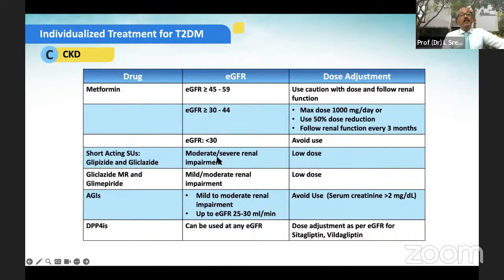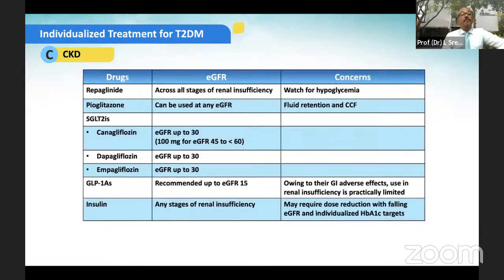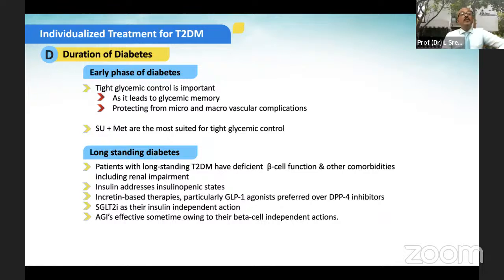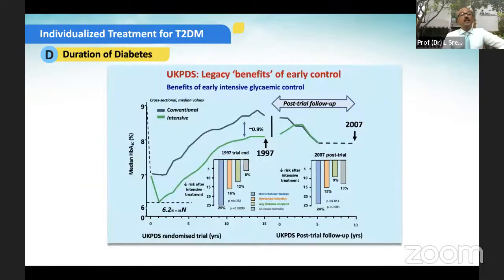Similarly, short-acting sulfonylureas, gliclazide, glipizide, in moderate or severe renal impairment, you can use a low dose. Gliclazide, glimepiride, in mild to moderate renal impairment, again low dose. And AGIs can be used up to 25 to 30. DPP-4s like linagliptin can be used at whatever the stage. Duration: early on, sulfonylurea and metformin are the most suited for tight glycemic control, especially when the sugars are high. Long-standing, you can have various other classes.